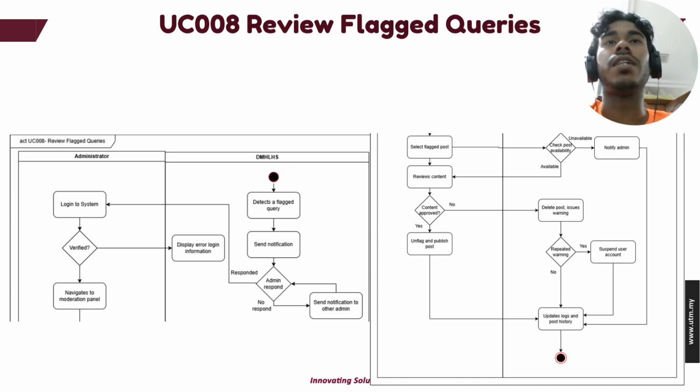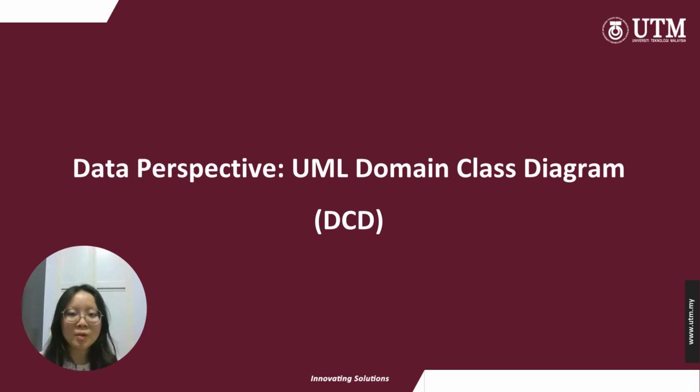After the admin reviews the content, it is approved or not. If it is approved, then it will end. If not, the content will be deleted and the system issues a warning. If the warning is issued to the same account repeatedly, the system will suspend the account. If not, it will end. Before the flow ends, the system will update the log and record the post history. That's it. Now I'm going to explain the UML domain class diagram of the system.